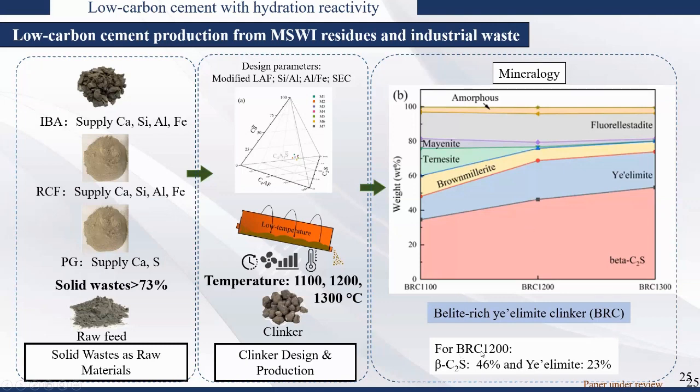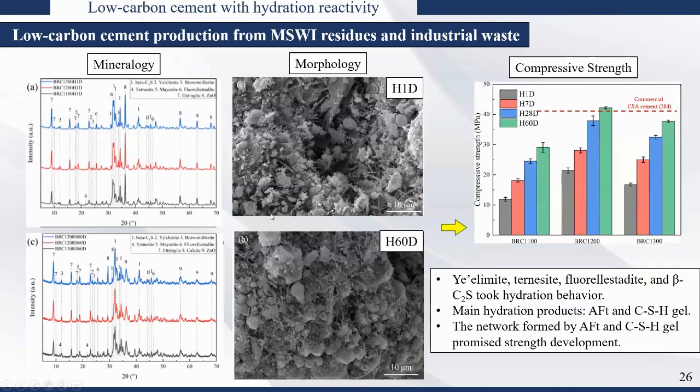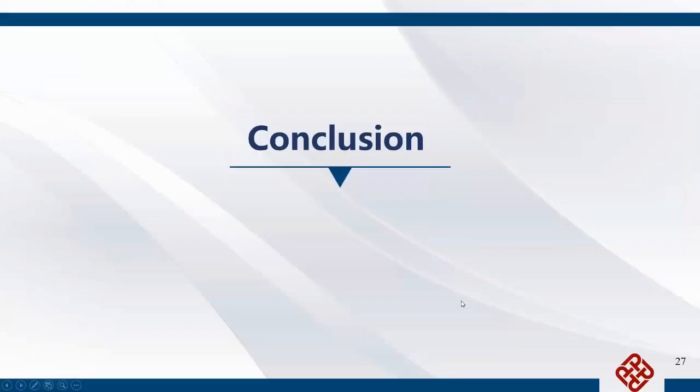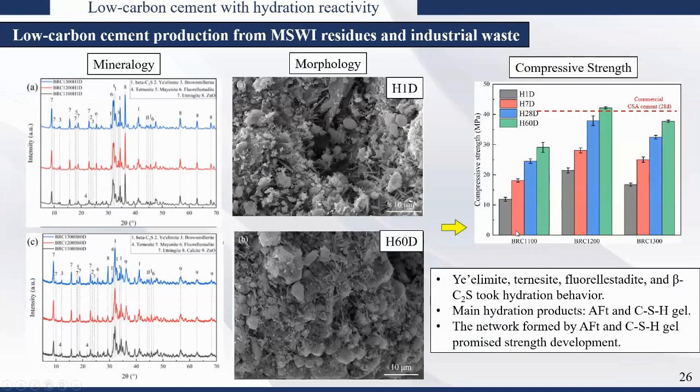Okay, so in this batch, in this cement, we have beta C2S content of 46%, ye'elimite is 23%. And through mineralogical analysis using QXRD, ye'elimite, ternesite, fluorellestadite, and beta C2S, all of them can show hydraulic behavior. We targeted beta C2S before in the previous category for carbonation reactivity, but beta C2S also has latent hydraulic behavior. The reason it is not used in hydraulic clinker is that it has latent hydraulic behavior. It takes time for this mineral to react.